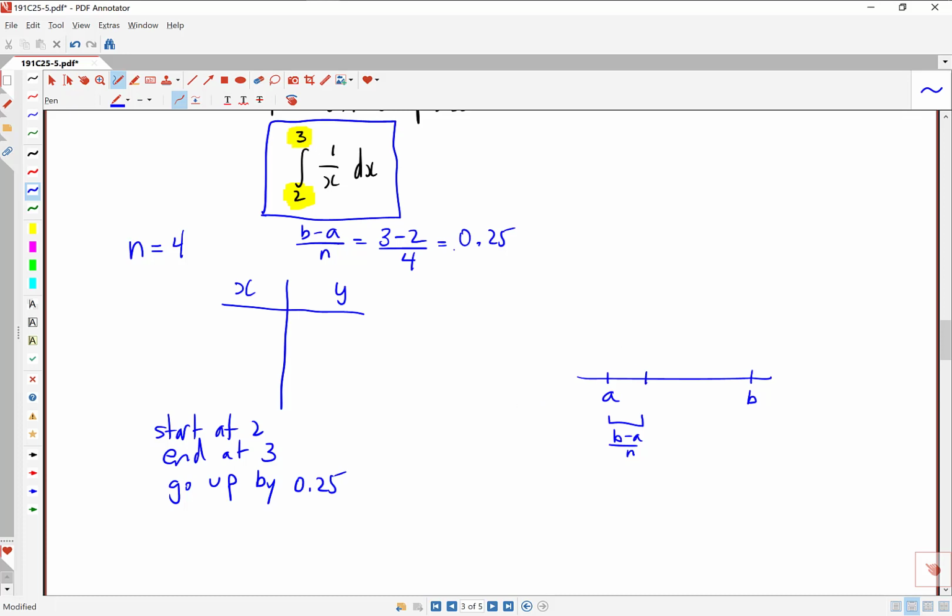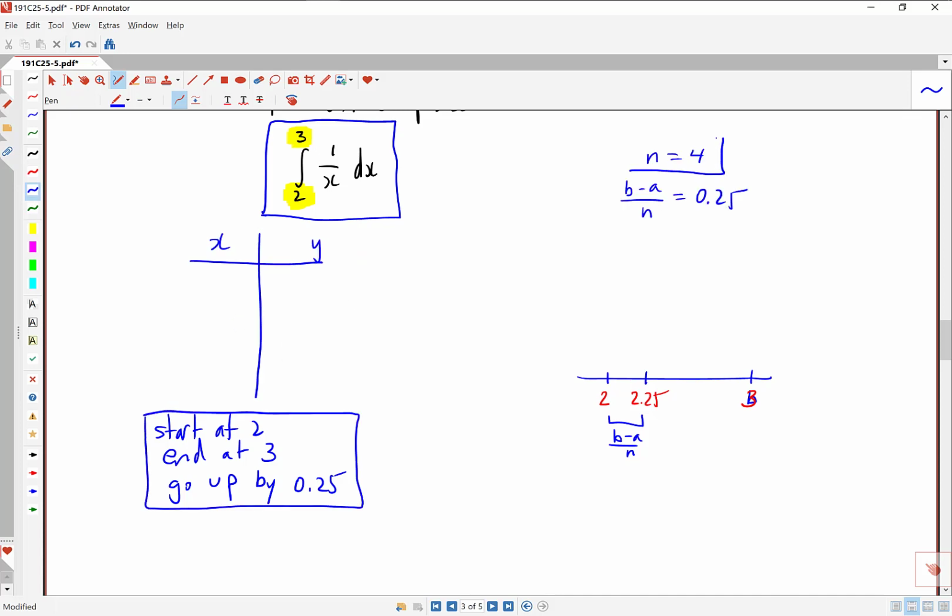That's just like saying this x value here is 2, and we're just going to work our way across in increments of 0.25. So we'll go 2, 2.25, 2.5, etc., all the way to 3. And those are just marking off the edges of our trapezoids. So let's fill those numbers in to our little table here. So I put our n value over on the side.